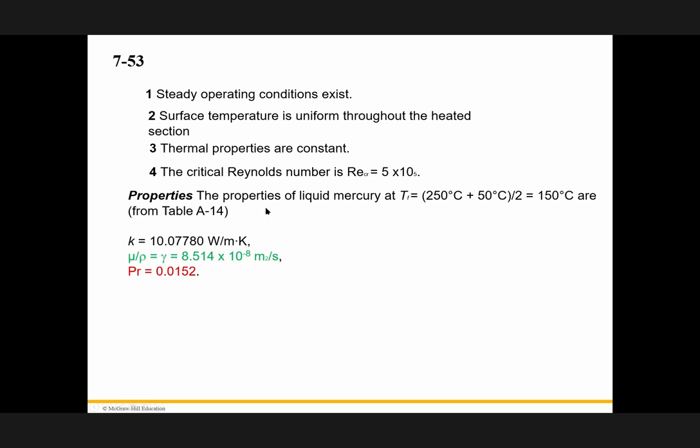For liquid mercury, we can look at table A14. Again, it's good to familiarize yourself with the tables at the end of the textbook, where you can find this information. It's very important, not now, not tomorrow, but in your future, because you have to go back and forth to find more information about the physical properties of the fluid. Based on this table, we can find the conductivity, and here is the Prandtl number and so on.